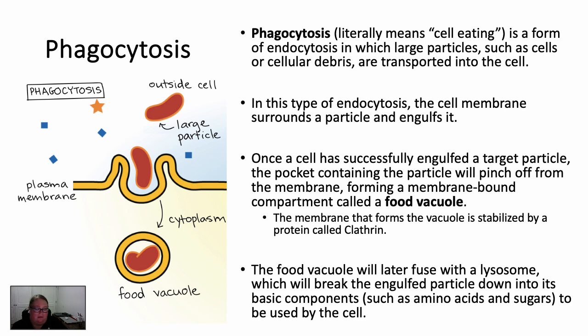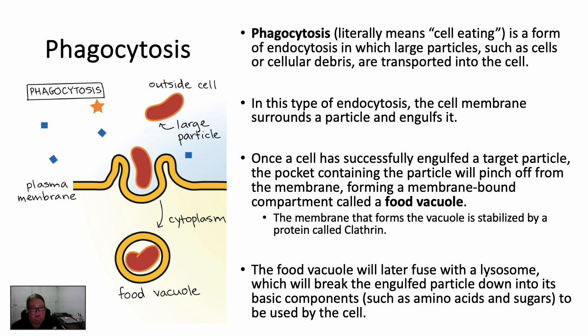So that vesicle is going to come in and it's going to fuse with a lysosome. Remember, lysosomes from biology are specific to animal cells. We don't find them in plant cells. So the lysosome we refer to as the garbage disposal of the cell. Lysosomes have this acidic interior. They have digestive enzymes, they have acids, and their whole job is to break things down.